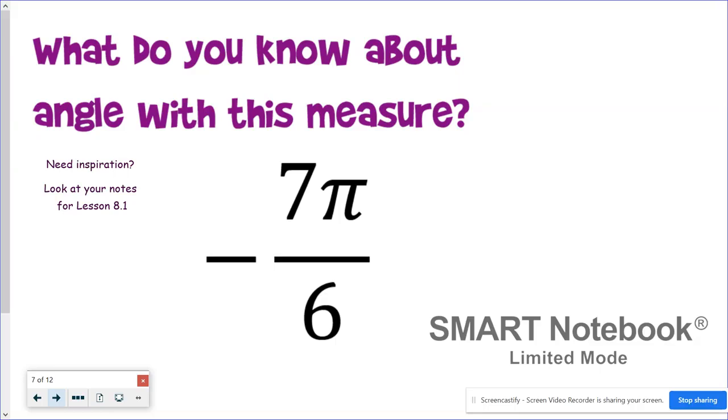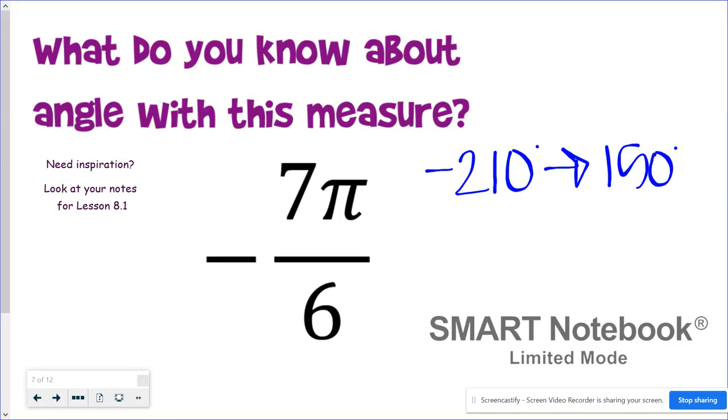Yeah, so it's in radians, and most of us are just not comfortable with radians. So we can totally convert this into degrees. And so yes, that would be -210 degrees. Yeah, I agree. Negative angle measures are kind of strange to me. So we can totally go coterminal. And so if we do that, we get 150.